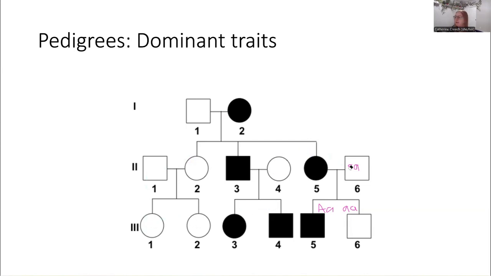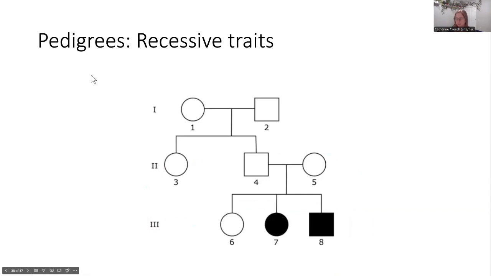So we'll look at another example of a pedigree. And this time, we will look at a recessive trait. I know this is recessive because all of a sudden, I have an offspring who has the trait from parents who do not. So that is my indicator that this is a recessive trait.